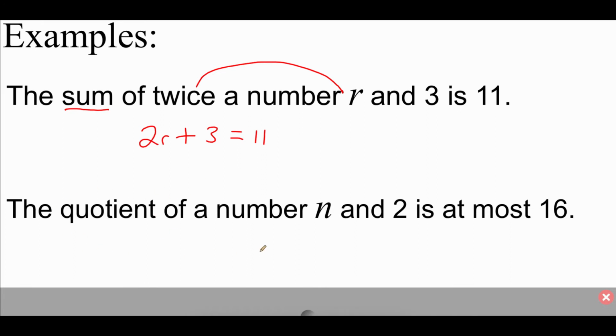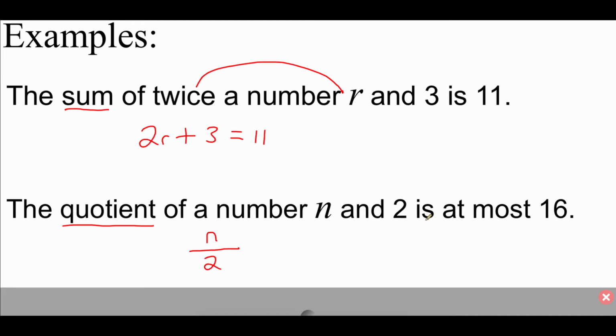Now in this next one, we've got the quotient of a number n and 2 is at most 16. Again, we're looking for keywords, and the first keyword that I see is quotient. Quotient means we're going to be doing some dividing. I like to write my division problems as a fraction, so I'm going to make this fraction bar, put this n on top since it comes first, and put this 2 on bottom since it comes second.